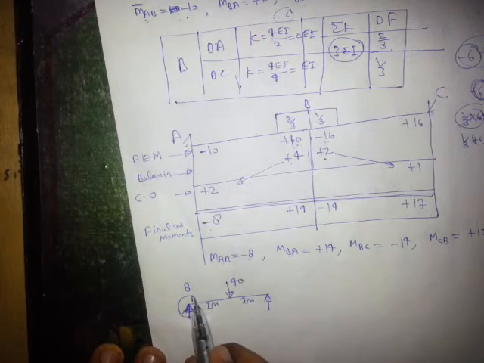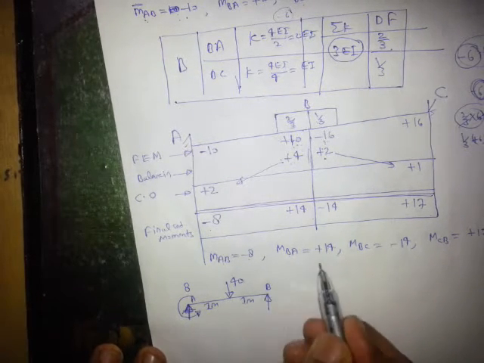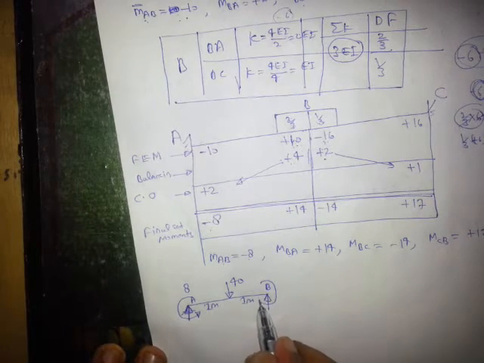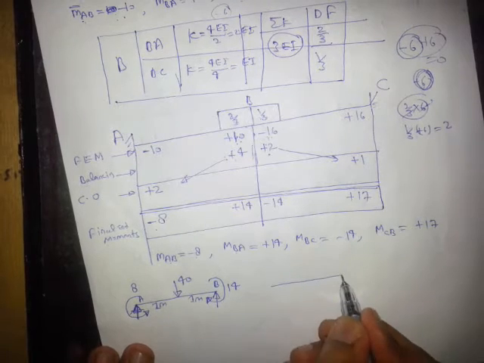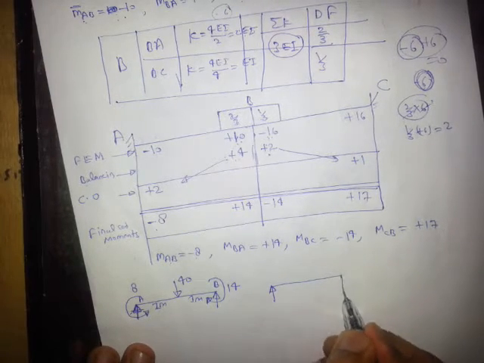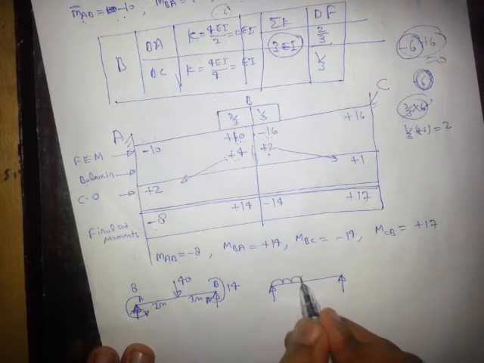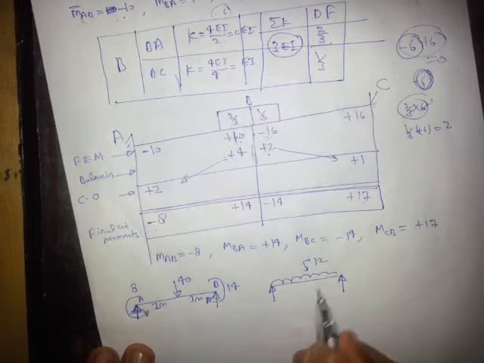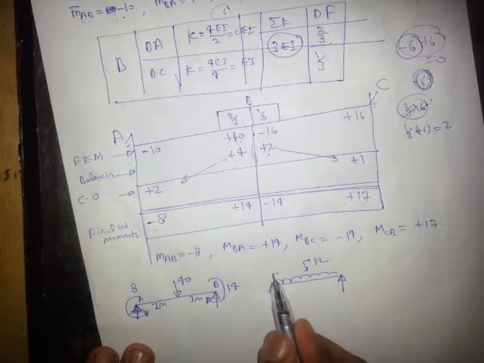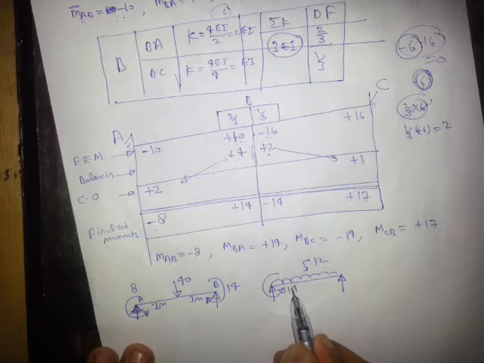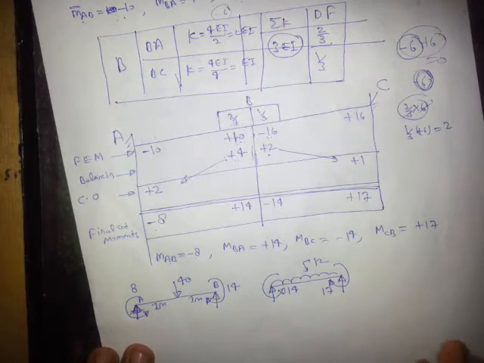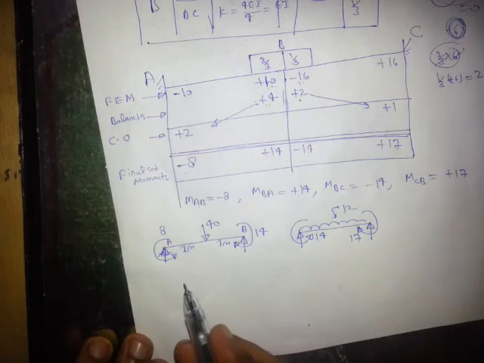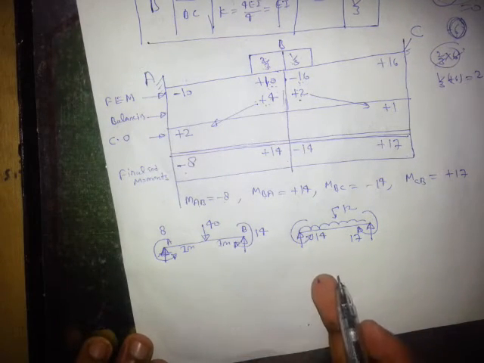MBA, this is A, this is B. MBA is plus 14, plus means clock. Similarly I write BC, this is B and this is C, this value is 12. So MBC is minus 14, minus means anti-clock, and MCB is plus 17. Right? Now I can draw easily the bending moment diagram.